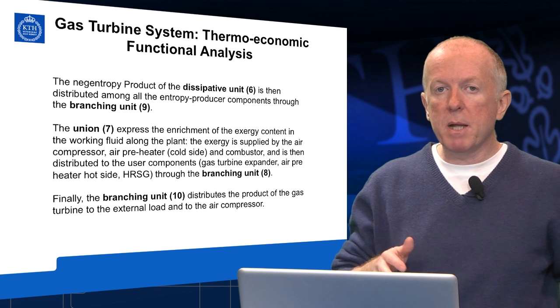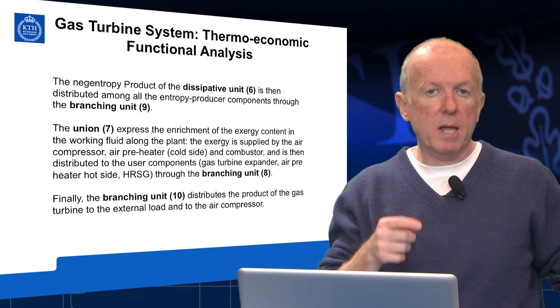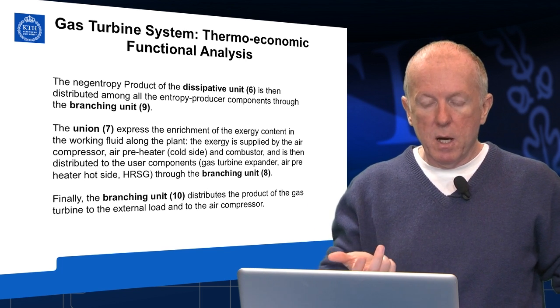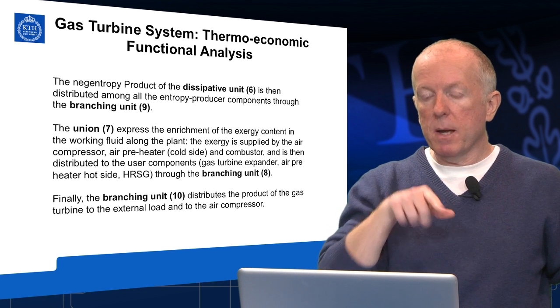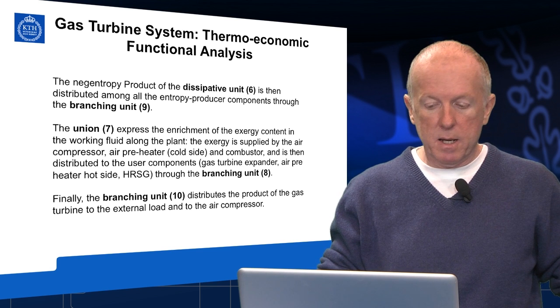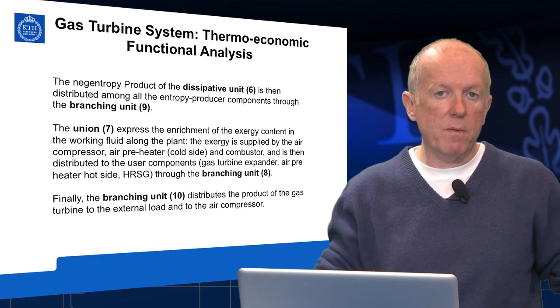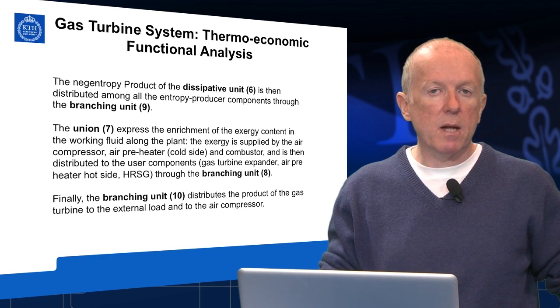With this, I completed this part number 4, which is the description of the functional diagram of the example of the gas turbine. Now we will move to writing the matrix equation, in the way that we described in the previous part, for this functional diagram, and to solve it in terms of calculation of the unit thermoeconomic cost.